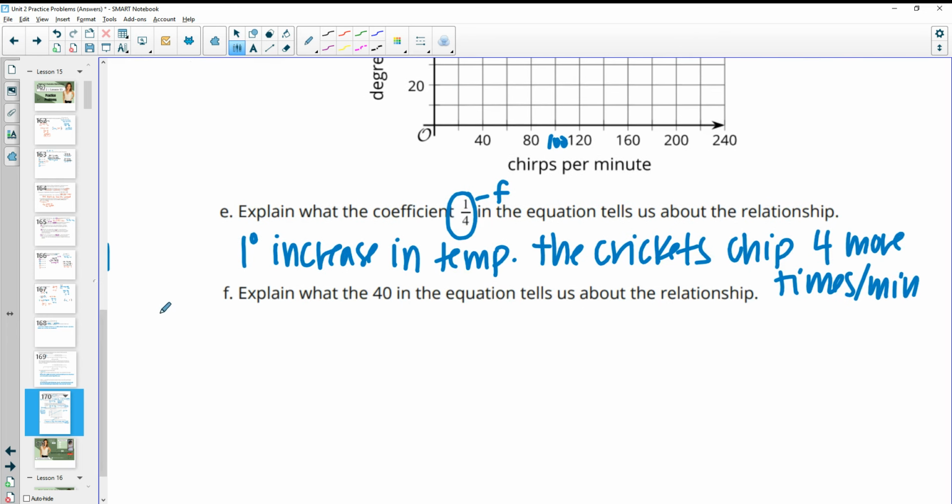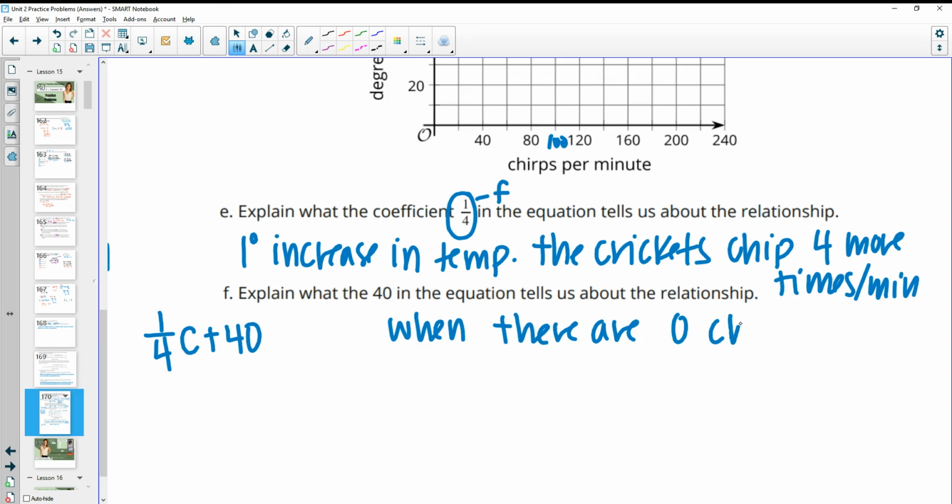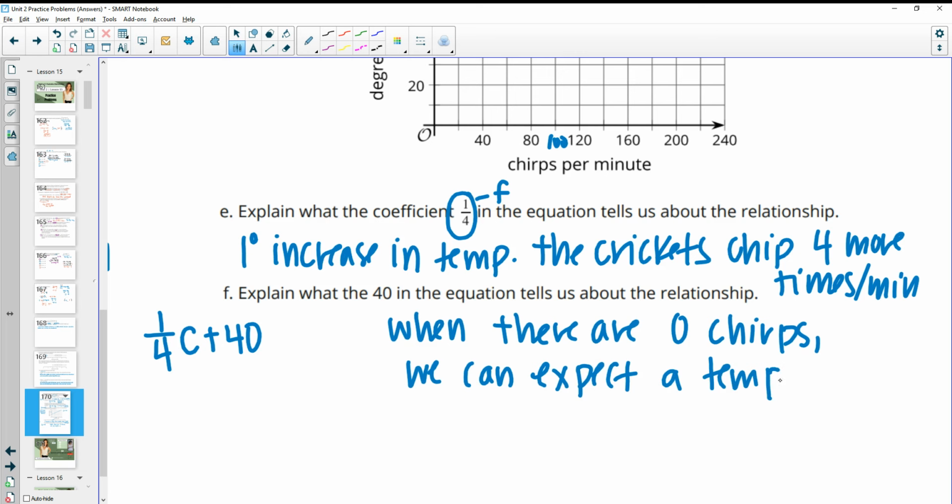And then explain what the 40 means. So remember, it was 1/4 C plus 40. So technically what that means is that when there's 0 chirps, we can expect a temperature of 40 degrees. Now, they told us that the model doesn't model that well, but that's what the equation means, is that at 0 chirps, it would be 40 degrees.